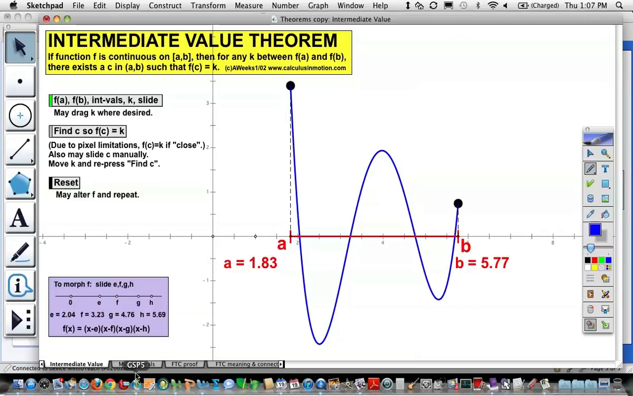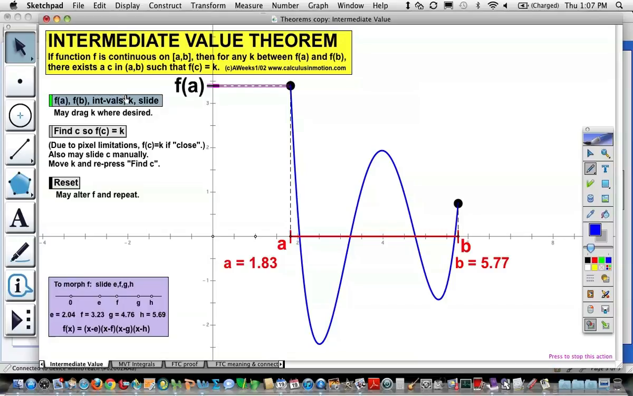Extreme value theorem does, not intermediate. The word extreme value makes you think about max and min, the extremes. Intermediate is more like in between. Intermediate value is like between values. It's between the endpoints, not between the highs and the lows. Very important distinction.